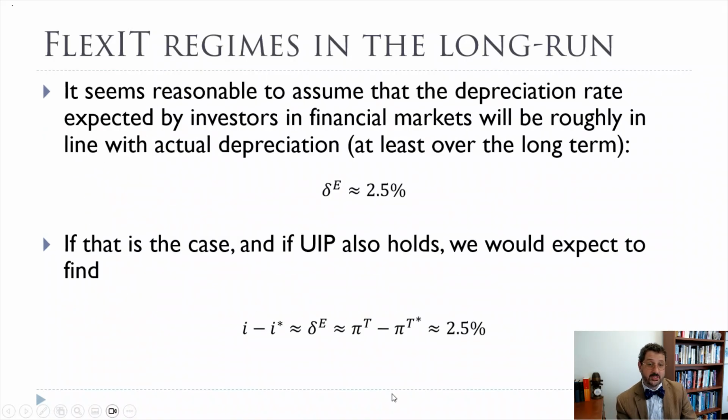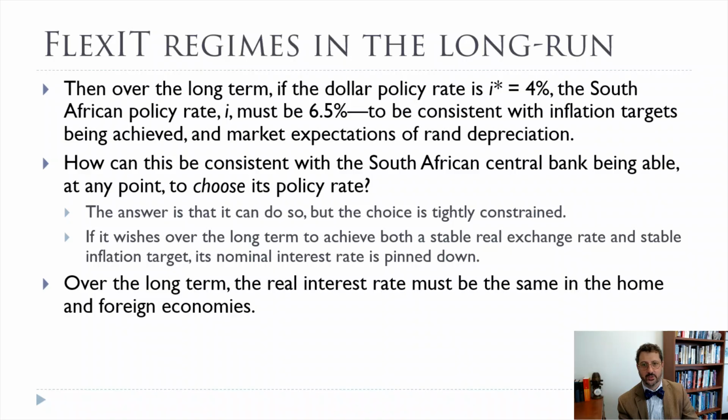So that means that the expected depreciation must be 2.5% as well. And the difference between interest rates between the two countries and the difference between inflation rates between the two countries must also be 2.5%. So that means that if the United States policy rate is 4%, then the South African policy rate must be 6.5%.